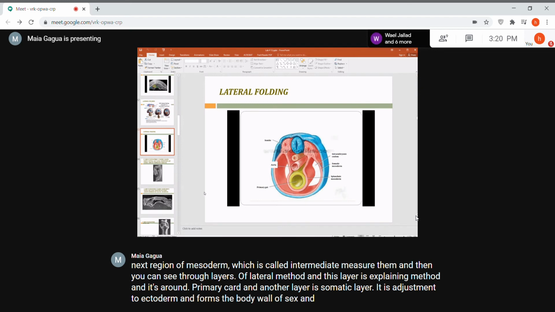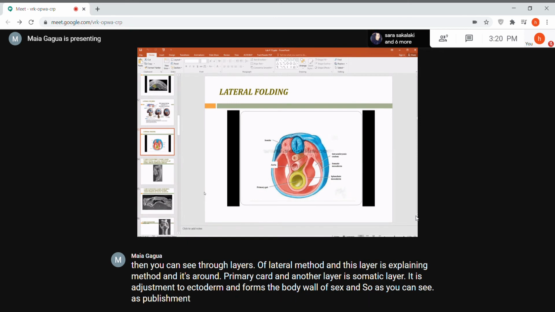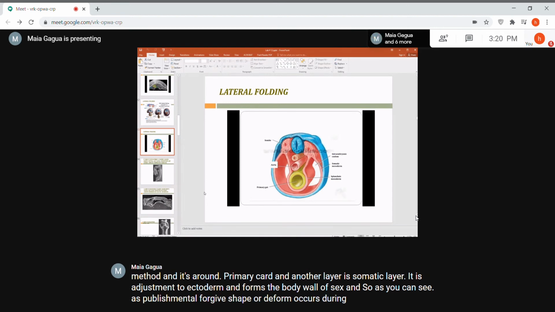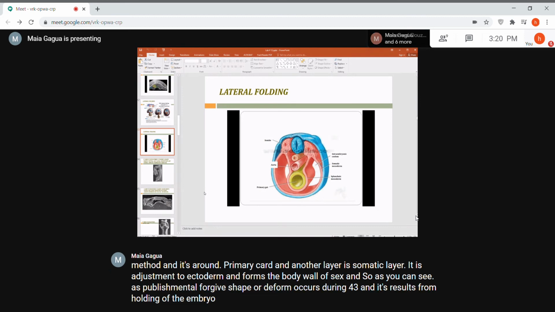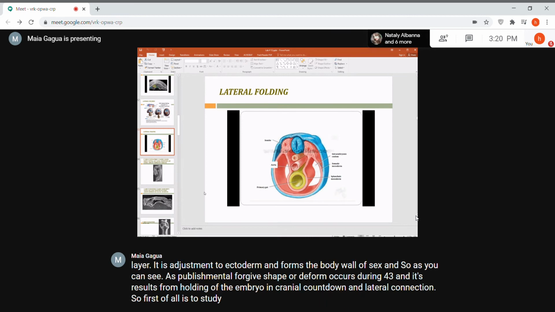So, as you can see, establishment of body shape, body form occurs during fourth week, and it results from folding of the embryo in cranial, caudal, and lateral direction. So first of all, you should study folding of the embryo.